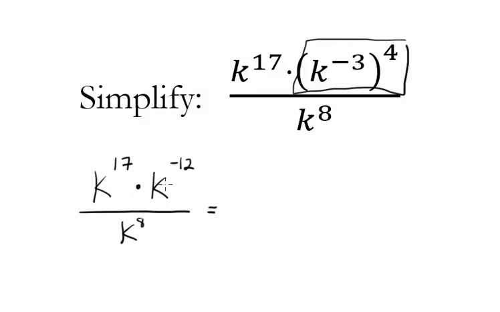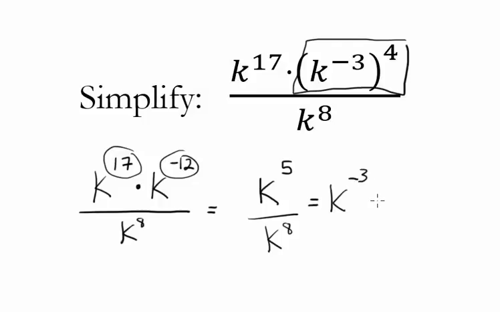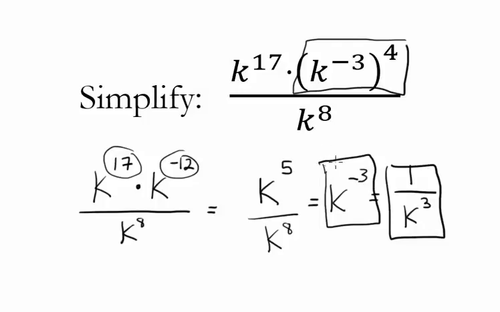Now I see I'm multiplying on the top, the numerator, same base k, different exponents. So when I multiply, I add the exponents. 17 plus negative 12 is 5. Now I have k to the 5 over k to the 8th, and when I am dividing exponential expressions, I can subtract. So 5 minus 8 is k to the negative 3 power, and we can use the idea of a negative exponent to rewrite this as 1 over k to the 3rd power. Both are fine ways to simplify this entire ugly expression.